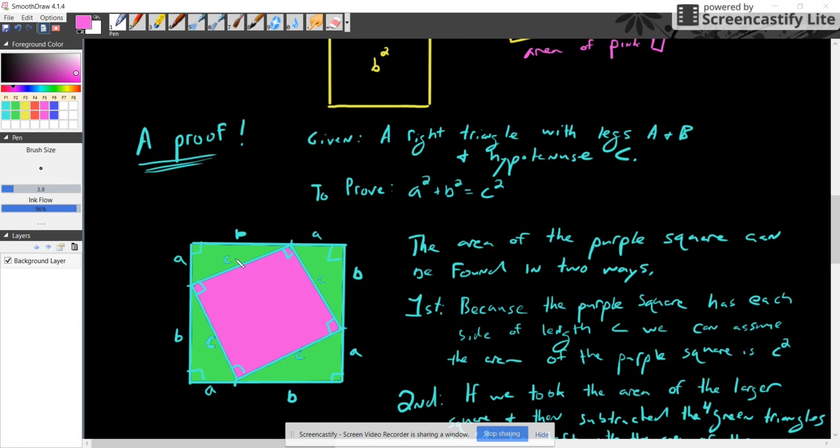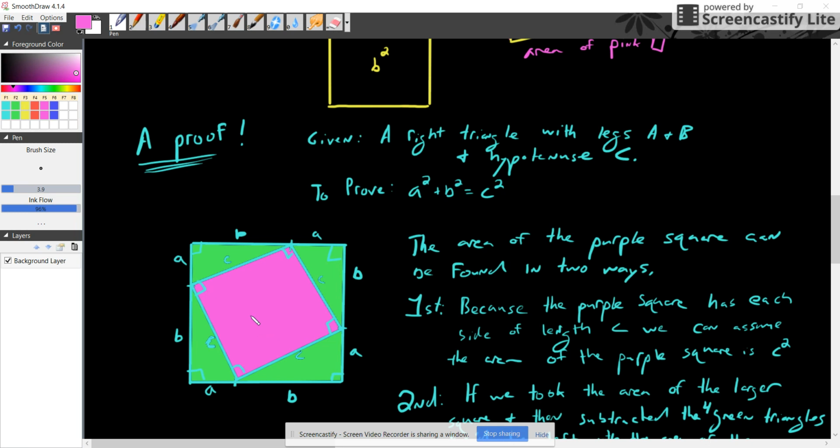So the first thing I've done is I've drawn 4 congruent triangles with hypotenuse of length C and legs of length A and B. And I've arranged them such that they form what we're going to call the big square. We could say this is a big green square with a pink square on top of it. Or we could say purple. The area of the purple square can be found in 2 ways.